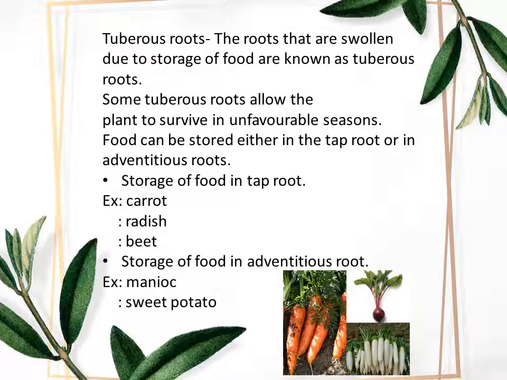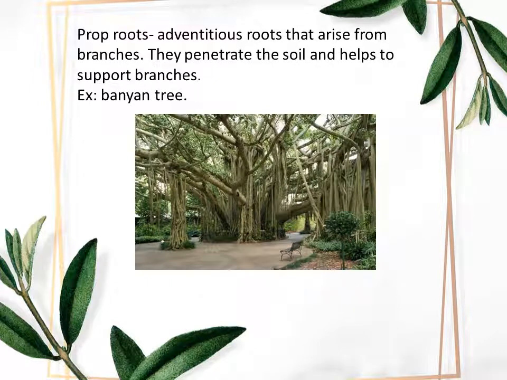There are roots that are adapted to fulfill many other functions. Tuberous roots. The roots that are swollen due to storage of food are known as tuberous roots. Some tuberous roots allow the plant to survive in unfavorable seasons. Food can be stored either in taproot or in adventitious roots. Storage of food in taproot, as examples, carrot, radish and beet. Storage of food in adventitious roots, example, manioc and sweet potato.